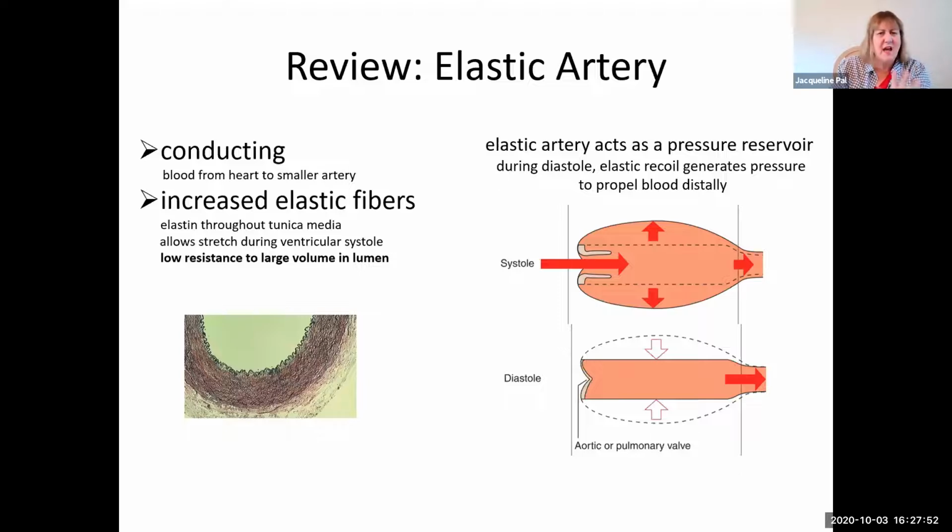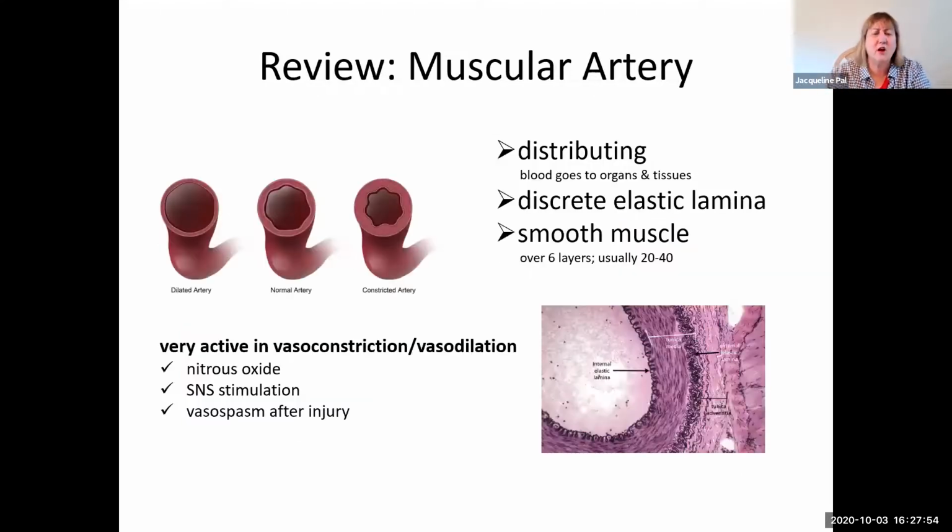Now, in contrast to elastic arteries, as you recall, muscular arteries had lots of layers of smooth muscle in the tunica media, up to 20 to 40 layers, but at least over 6. And because of that, we had 2 discrete elastic lamina. And so here's a blood vessel that is a muscular artery in the middle, which is normal.